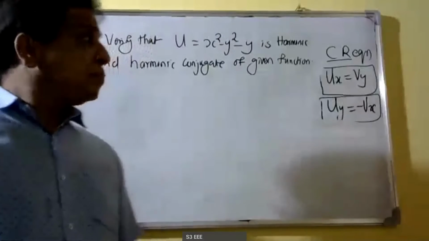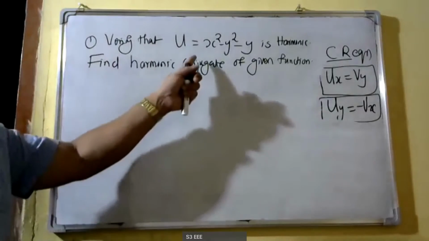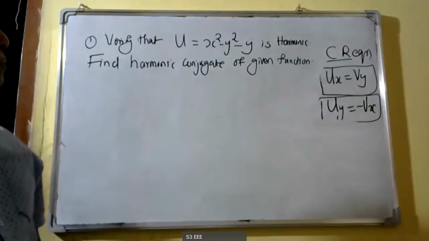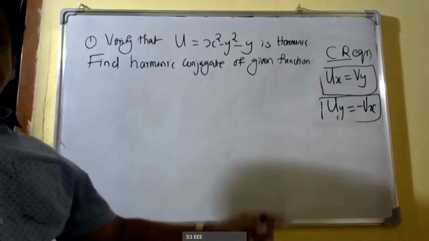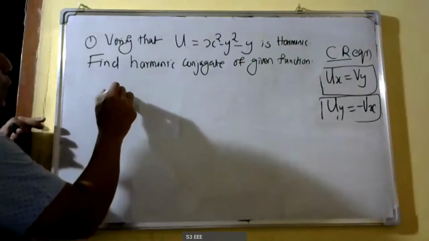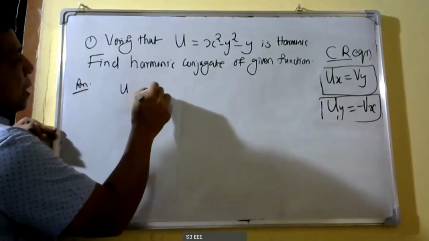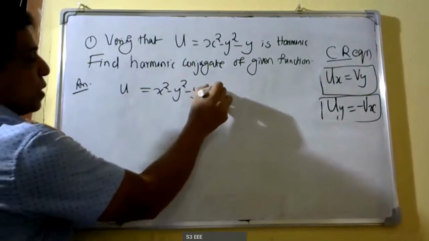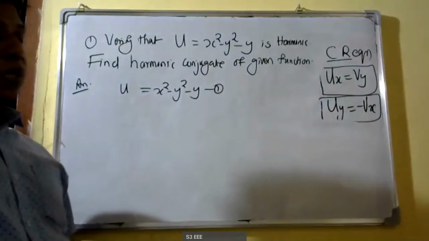Morning, students. Today, we have to verify that u equal to x square minus y square minus y is harmonic. Also, we have to find out the harmonic conjugate of the given function. That is, we have to find out the value of v. Here, u is equal to x square minus y square minus y. This is equation 1.